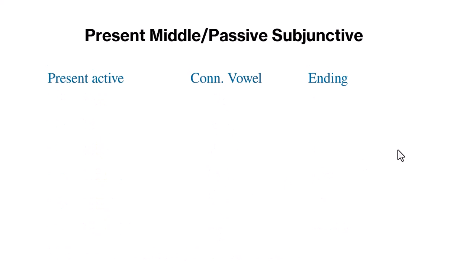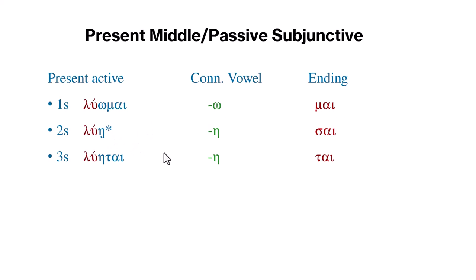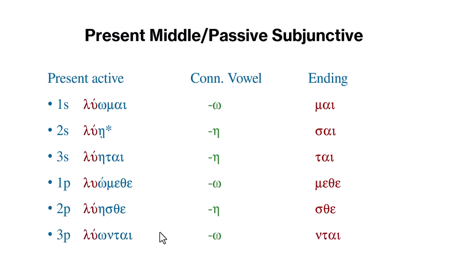The present middle passive subjunctive is similar. With a connecting vowel lengthened, we get luomai, lue, luetai, luometha, luesthe, and luontai. And again, we noted that this form here, lue, is the same as the third singular in the present active subjunctive.